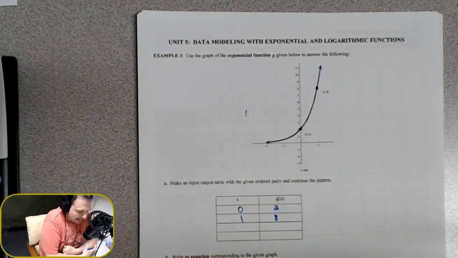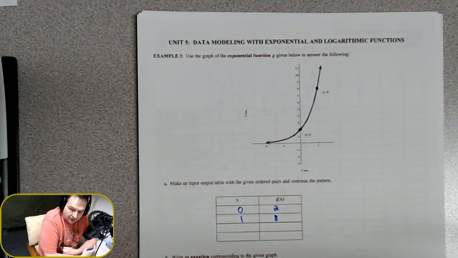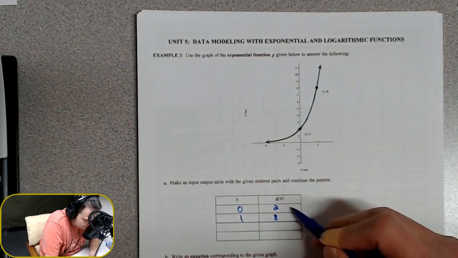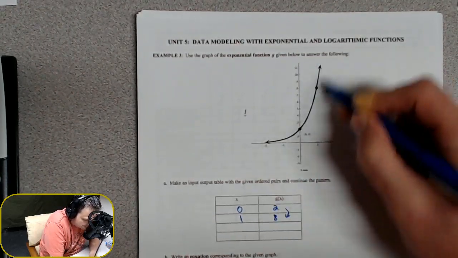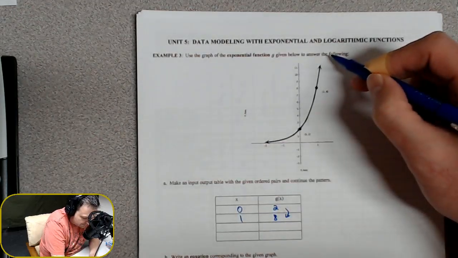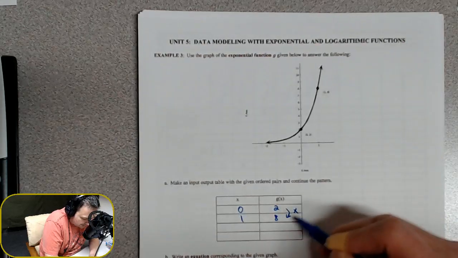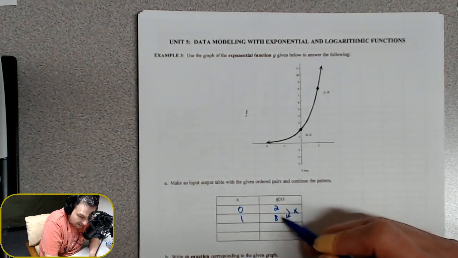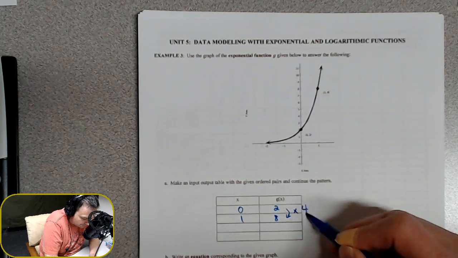All right, how did we move? Remember, no adding or subtracting. How do we get from 2 to 8? This looks like growth. So it's not plus 6, it's times 4.